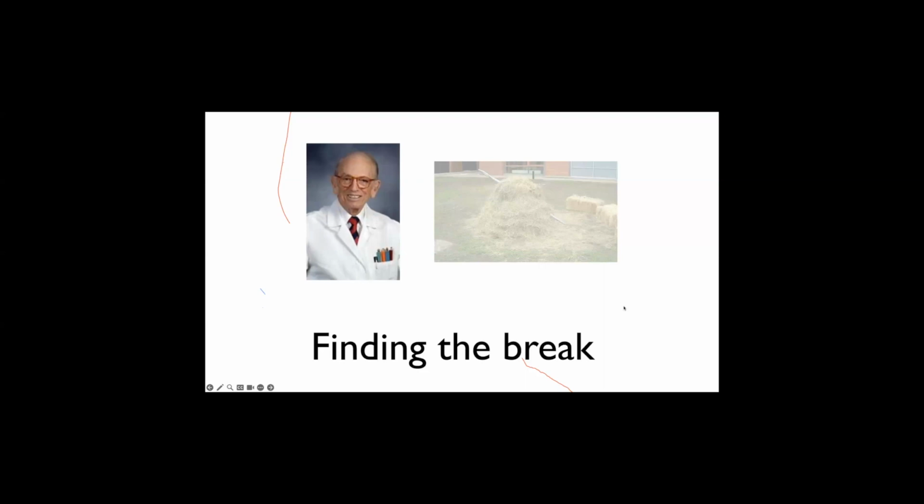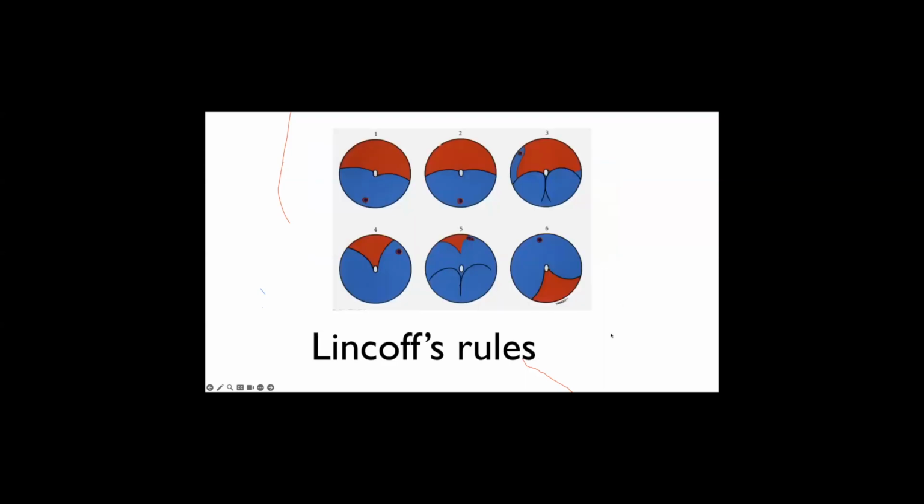And here we have somebody called Dr. Lincoff, who came up with some rules, okay? And these are some of the rules that you have to look up just for your own sake to help you. The way to think about this is that wherever the break is, the fluid line is going to help you to identify it, okay? So if the break is at 6 o'clock, the fluid will be equally distributed along both sides of the optic nerve. The fluid will be higher on the side of the break, okay?